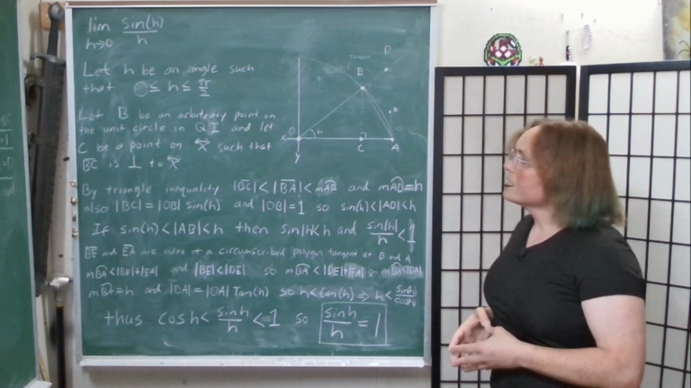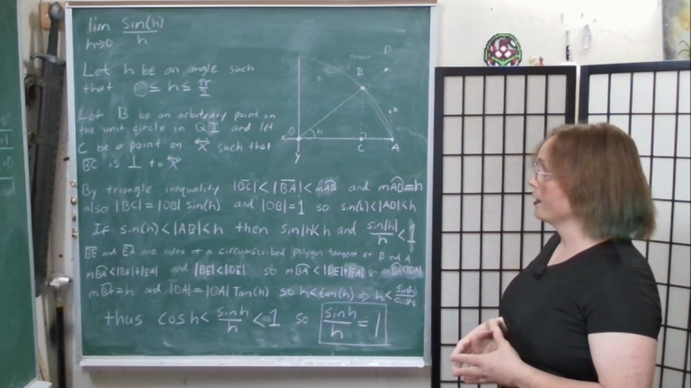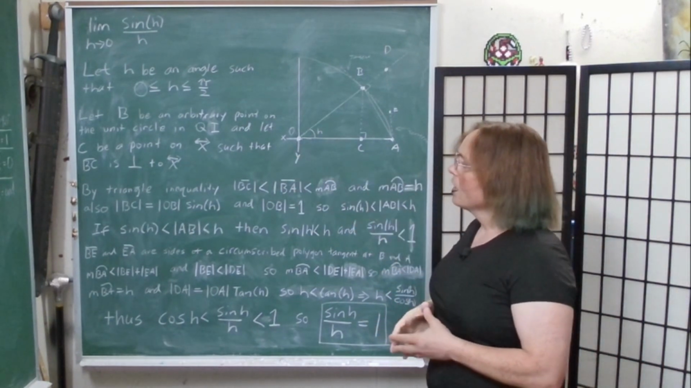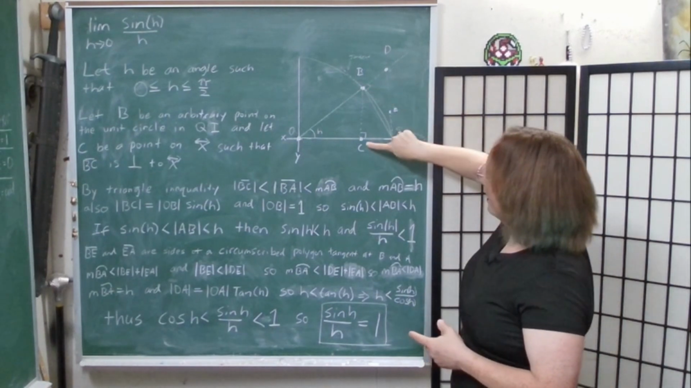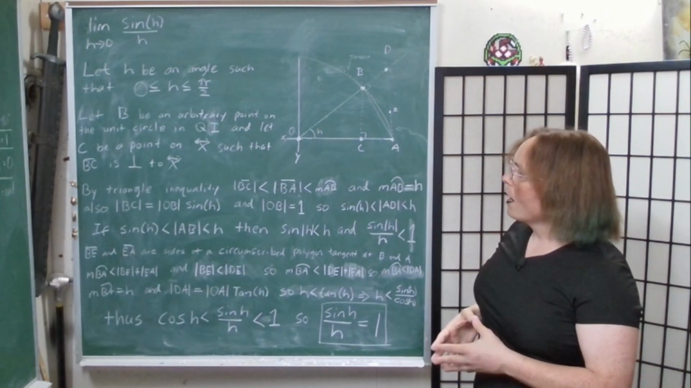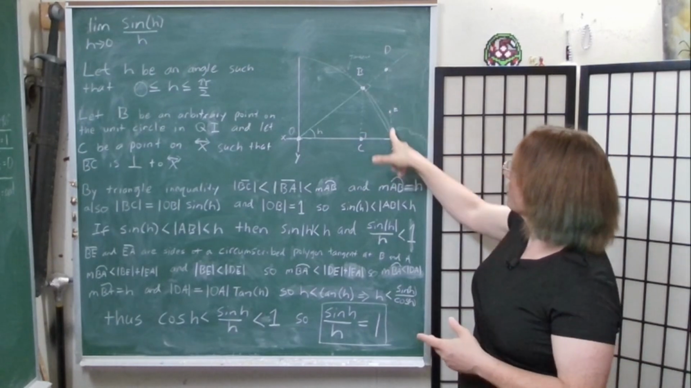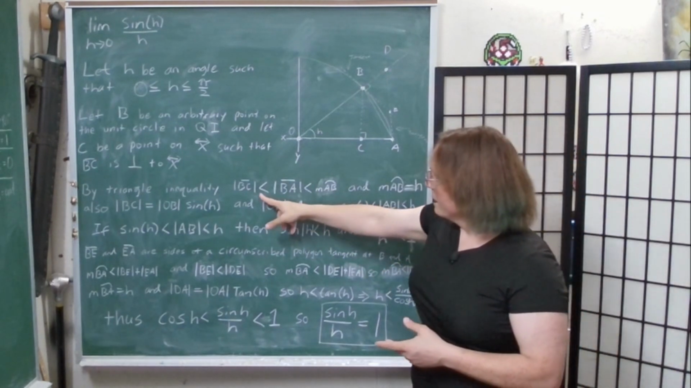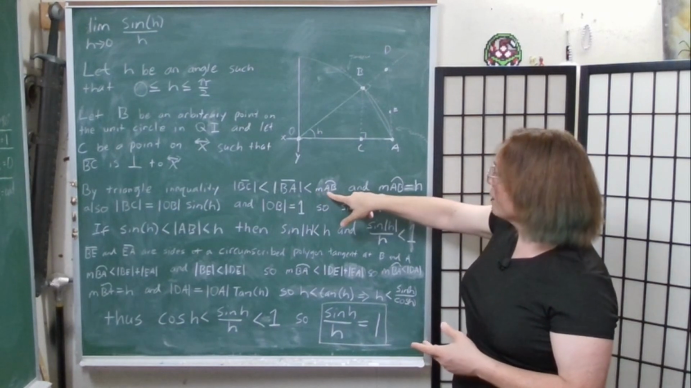Now, what we say here is that we're going to let B be any arbitrary point on the unit circle in quadrant 1, and then we're going to let C be a point on the x-axis, such that BC is perpendicular to x. So we have B here and C here, and I've marked it with a right angle. So by the triangle inequality theorem, okay, we also have A marked here at the end, by the way. That's just where the circle intersects our x. By the triangle inequality theorem, BC is less than BA, which is less than the measure of the arc AB.